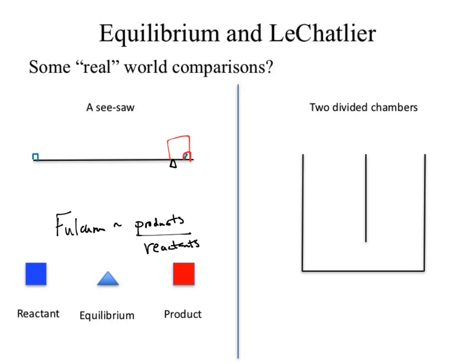Kind of make sense? Okay, the other analogy that I've heard that I kind of liked was two divided chambers, okay, with an opening down at the bottom. Okay, that opening I can open and close at will. So I'm going to keep it closed for the moment. The left side will be my reactants. The right side will be the products. So I've got this reaction in here.